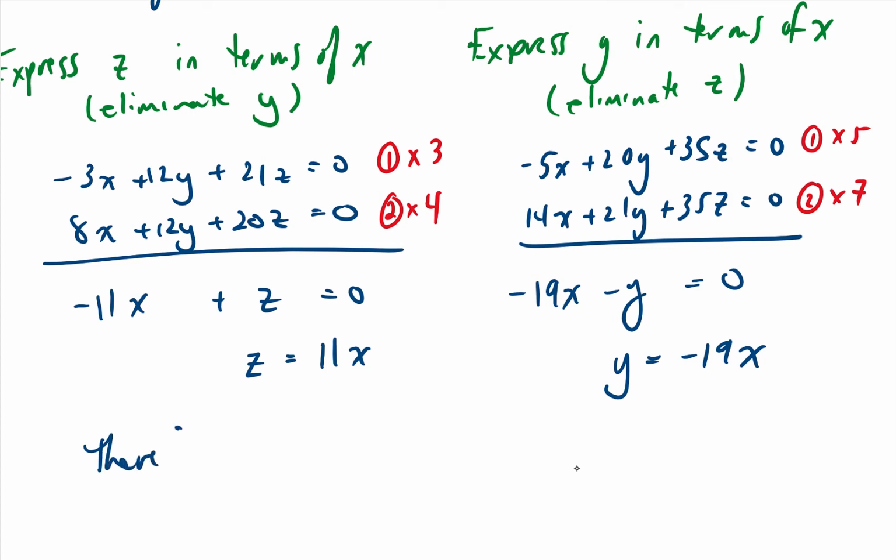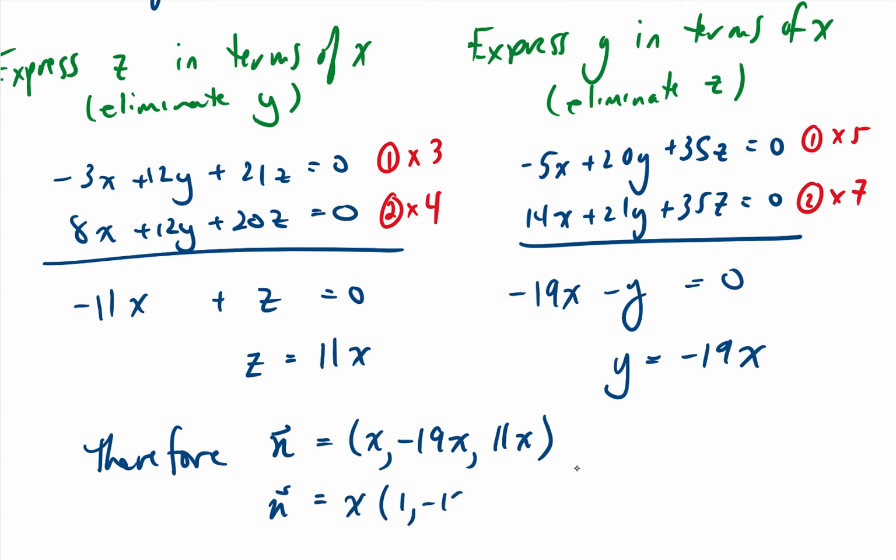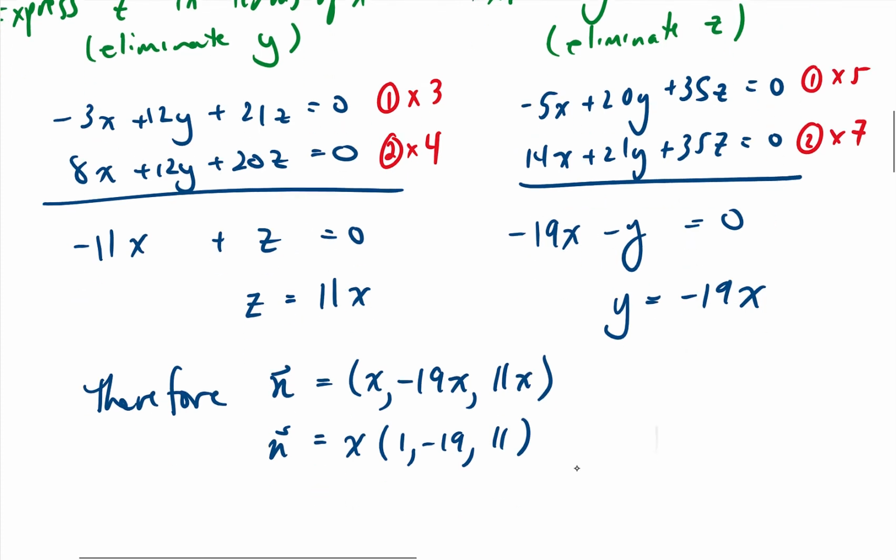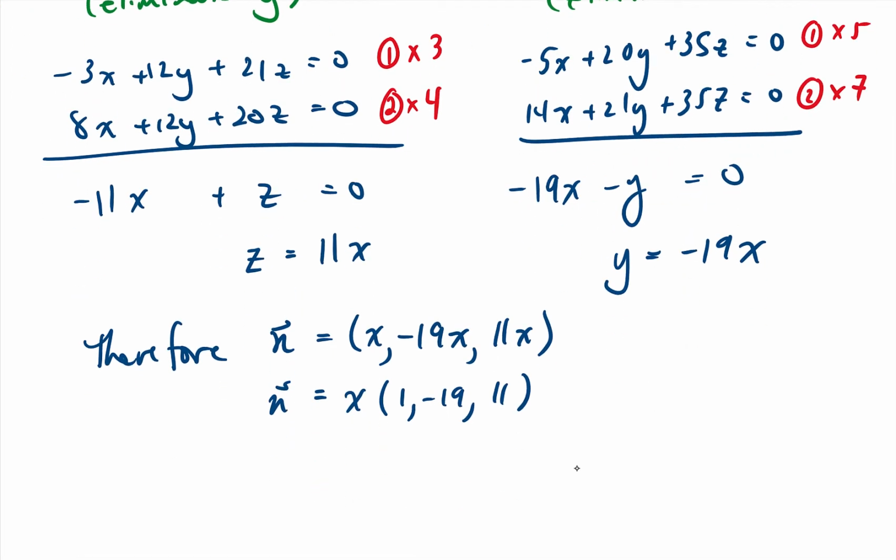What I have now is all my variables in terms of x. So therefore, vector n is x, and we go to the y, that's -19x, and the z is 11x. And if we want, we can factor out the x. So we're left with x times 1, -19, and 11. So this tells me that the normal to both A and B must be collinear to the vector 1, -19, and 11. And now I can choose any x value I want, and I can find any vector that's perpendicular to A and B based upon this equation.